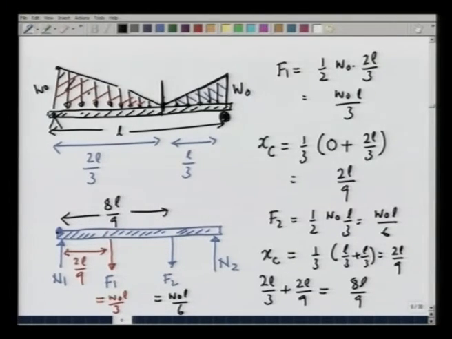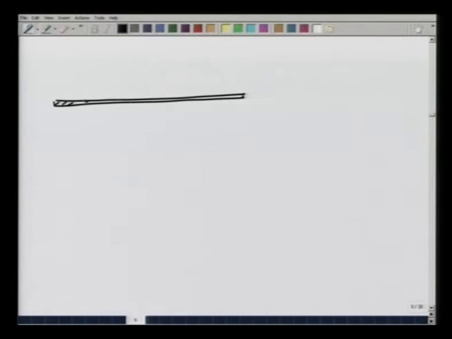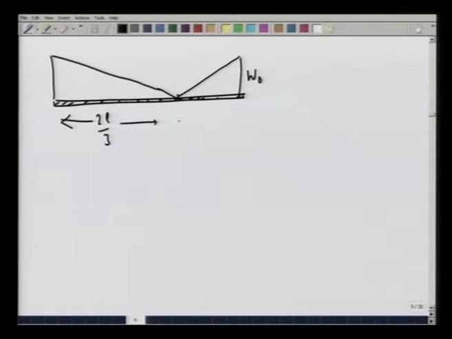We are now ready to solve the problem. So, what we have done effectively is took this beam, which is loaded like this, with this being W 0, this distance being 2 L by 3, this distance being L by 3.